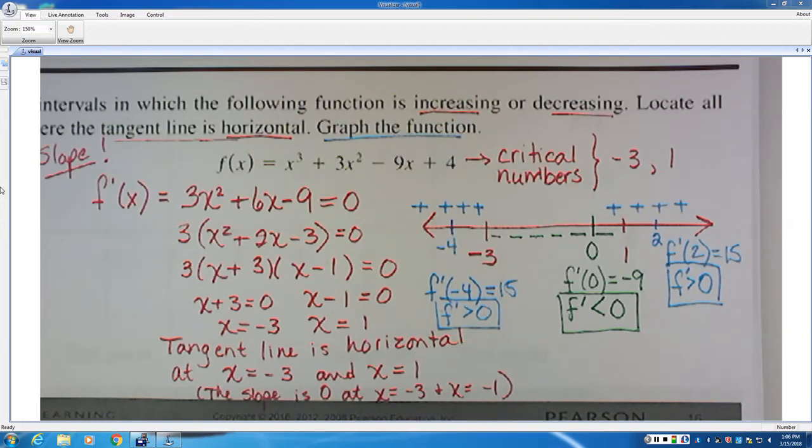So before graphing calculators, we had to use these ideas to graph a function, period. We didn't have a calculator that would do it for us. We didn't have a software program that would do it for us. Okay?